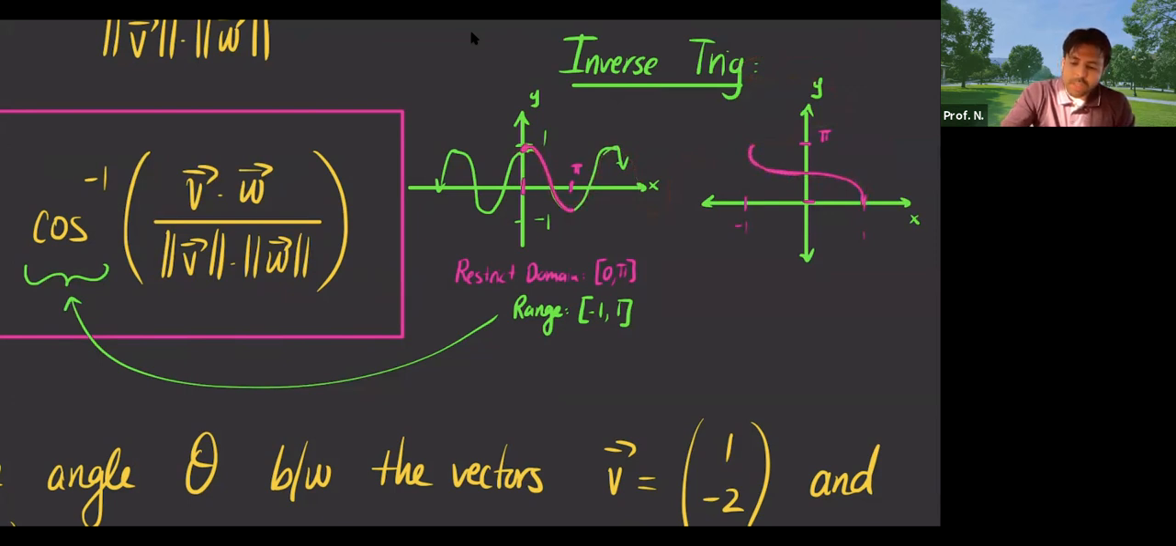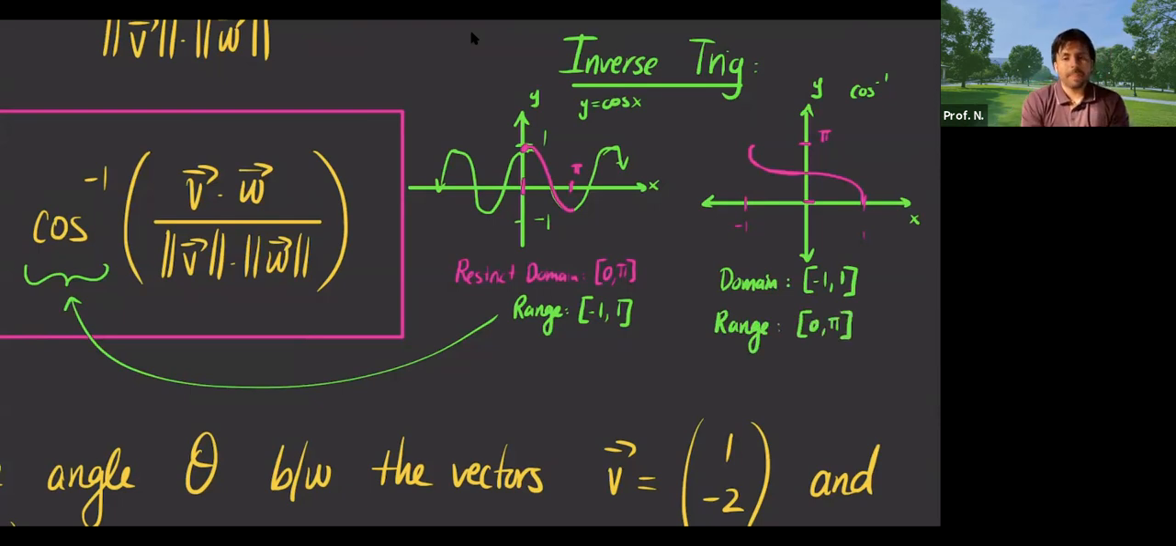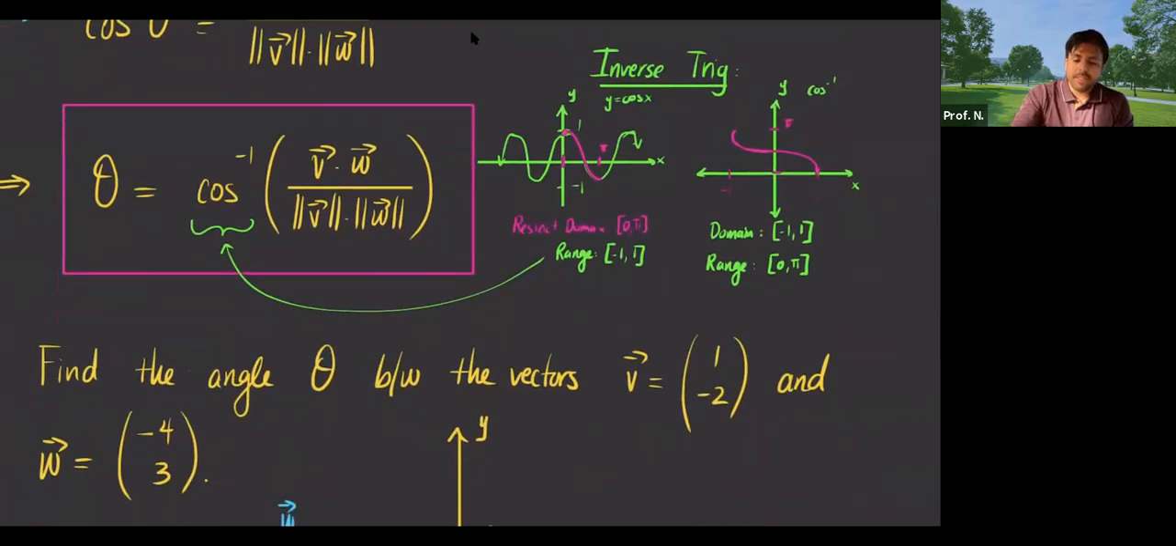So then what's my domain? Again, this is cosine inverse. This is just cosine. And this is important, this is just side commentary, but this is important. So my domain is what? -1 to 1. And my range is what? 0 to pi. Why am I saying all of this? What I'm saying is that the angle that's produced from this cosine inverse function will be between 0 and pi. That's what the output of this function gives me.